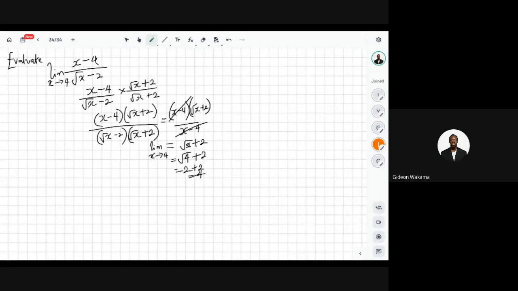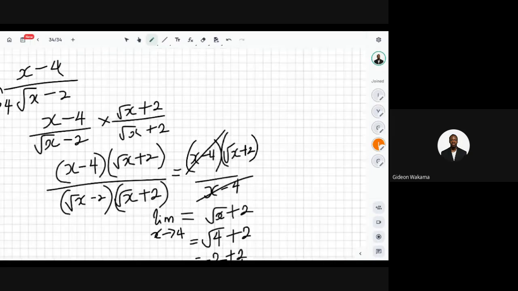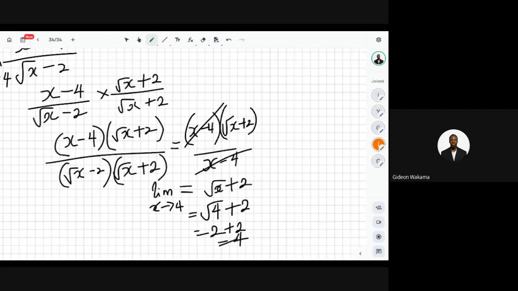Okay, so evaluate this one now. We just did the same thing. We multiplied by the conjugate and then we rationalize. So we multiply the numerator and also the denominator. That's how we do it, and then we rationalize. Okay, and then we have x minus 4 and x.